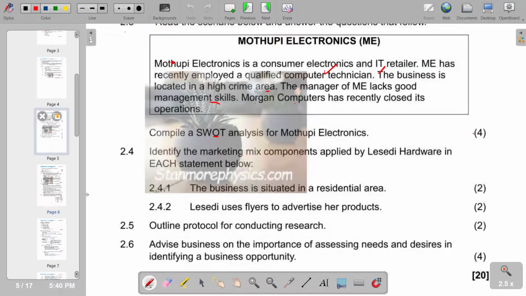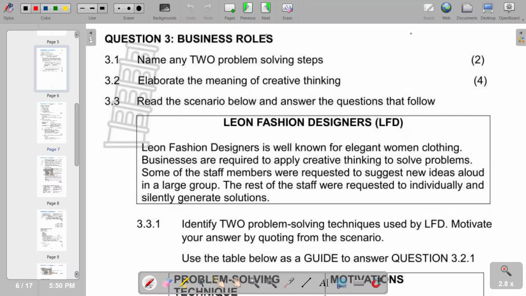And going back to our question, we see that this becomes the last part of our question 2 with 20 marks. And from there, we move on to the next question, which is question 3. Question 3 is on business roles. The first question is name any 2 problem-solving steps. So our 2 marks on question 3.1.